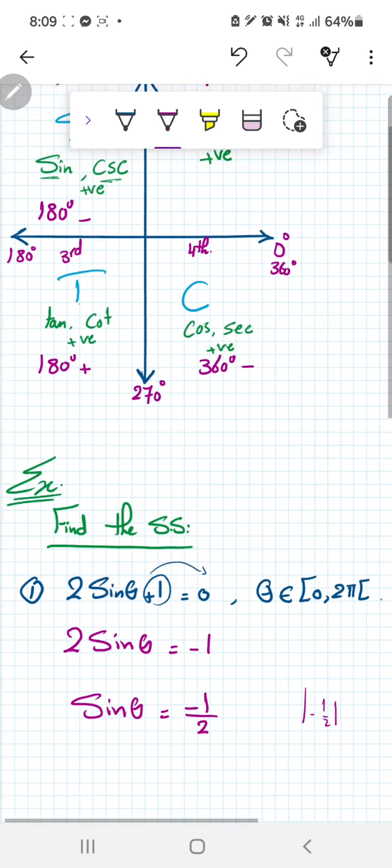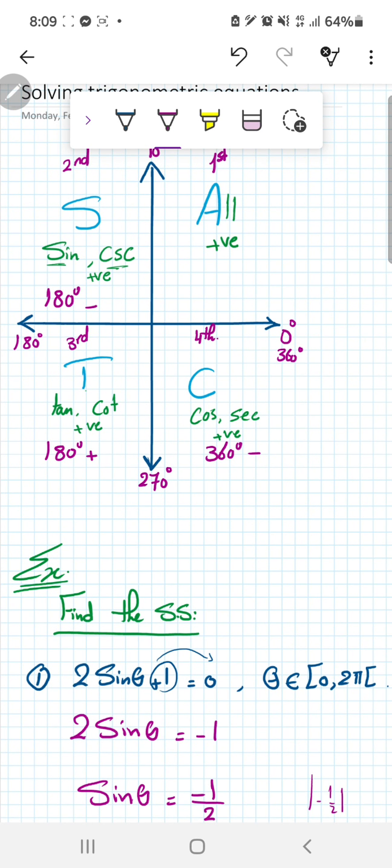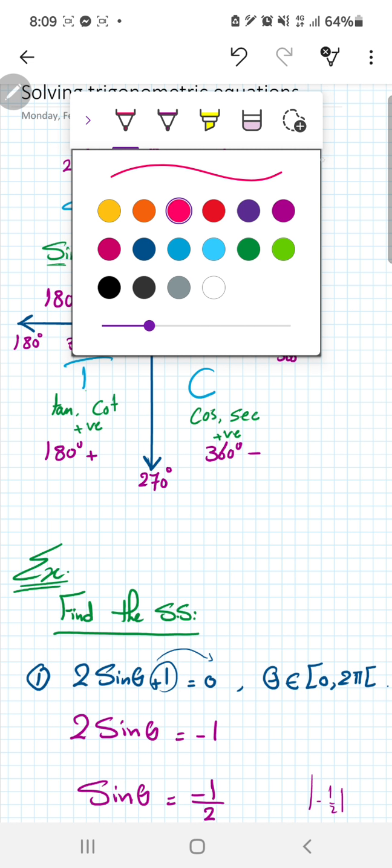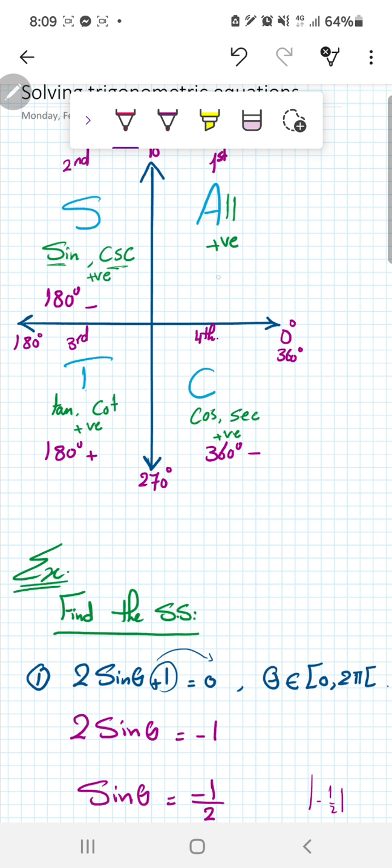This angle has 4 names in the 4 quads. In the first quad, it will be 30 as it is. In the second quad, it will be 180 minus 30, which is 150. In the third quad, it will be 180 plus 30, which is 210. In the fourth quad, it will be 360 minus 30, which is 330.